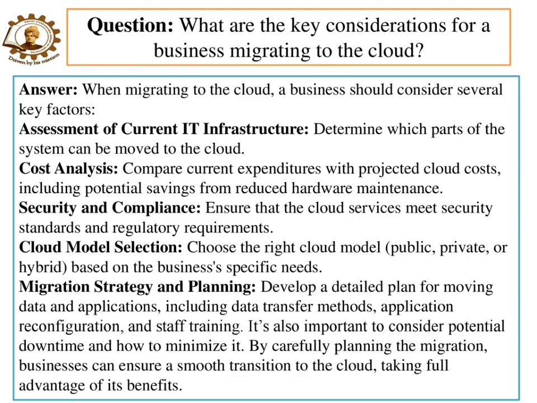Number one, current IT infrastructure, that is, assessing which parts of their system can be moved to the cloud. Number two, cost, that means comparing current cost with projected cloud cost. Number three, security and compliance, that is, ensuring that the cloud services meet their security and regulatory requirements. Number four, cloud model. We have to choose the right cloud model, that is public, private, or hybrid, that fits their needs. Number five, migration plan.